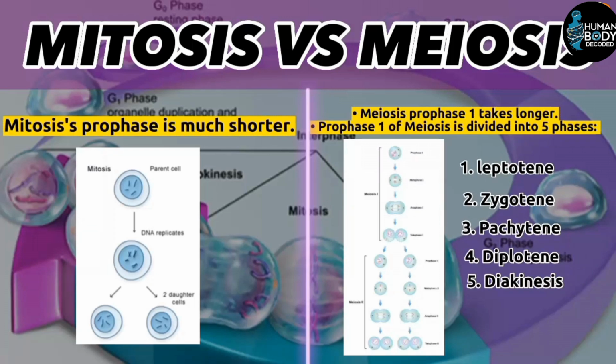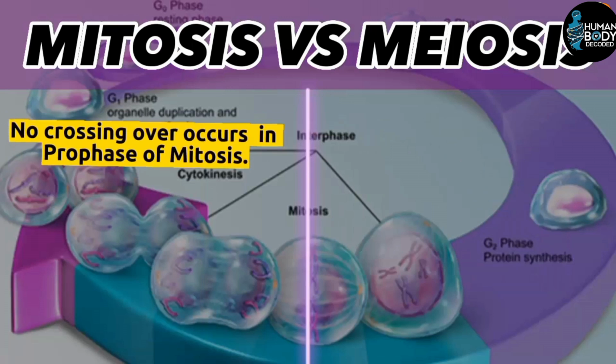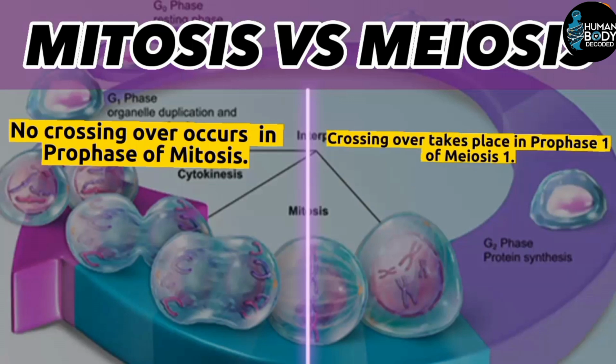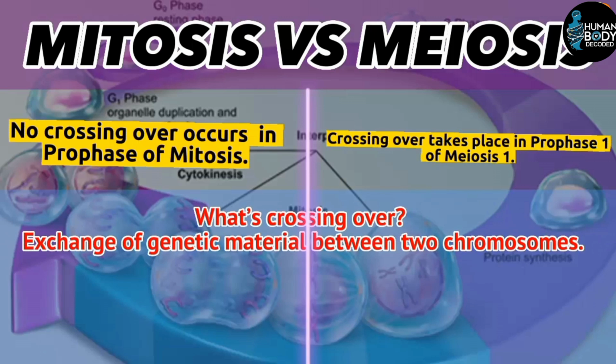Difference number 5. During mitosis, there is no crossing over of chromosomes, but in meiosis I, crossing over occurs. Now you might wonder, what is crossing over? Let me explain. Crossing over is the exchange of genetic material between two homologous chromosomes.